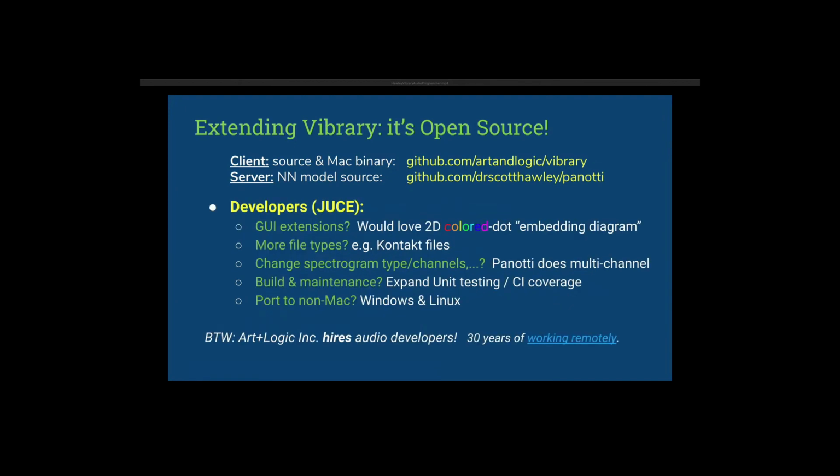As far as developers, so this is built in JUCE, and so many of you are already familiar with JUCE through Josh's teaching. There are all kinds of different improvements that could be made to the Vibrary client. Some of the plugins I mentioned at the beginning of the talk have a really nice display where they sort of colored dots for the different categories. And yeah, we don't do that. It'd be nice to be able to do that. Also, file formats like Kontakt, we don't do those. Getting some help with unit testing would be great, right? And this thing only works for Mac.